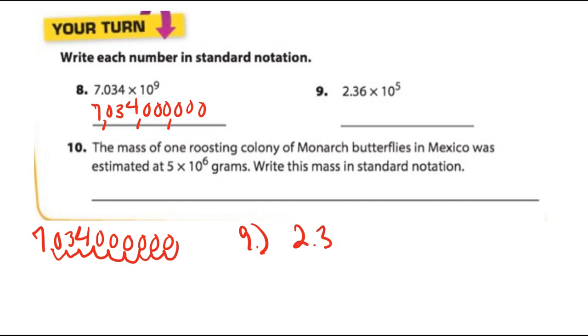I have 2.36 times 10 to the 5th, so it's 1, 2, 3, 4, 5. And I fill in my 3 spaces with zeros, so it's 236,000.